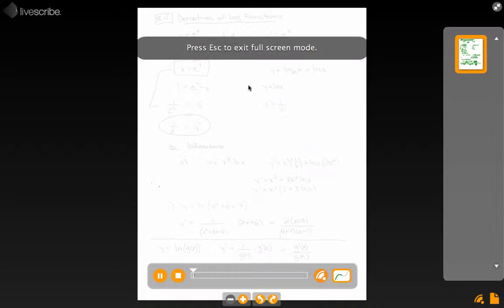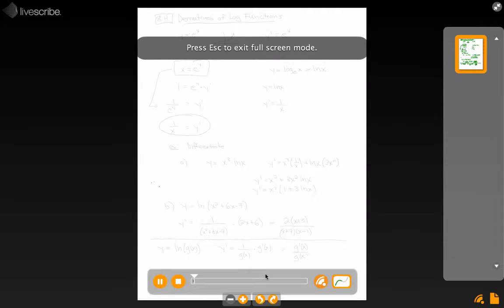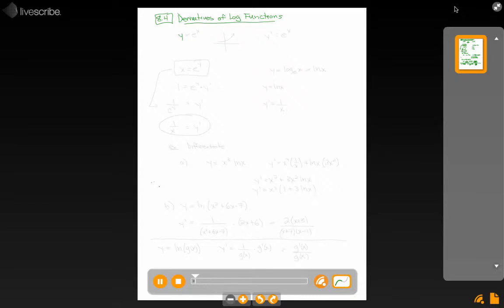This comes out of section 8.4, derivatives of log functions. In earlier sections of this chapter, we saw that y equals e to the x, an exponential growth function with the base e, has the derivative of y equals e to the x, which is pretty unusual. That is pretty much the main thing that makes e such a special number, why we would bother using such a number as 2.71828, etc., etc.